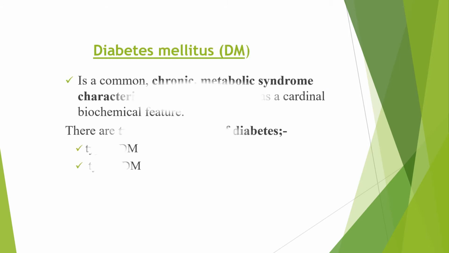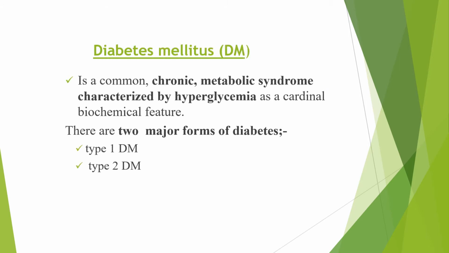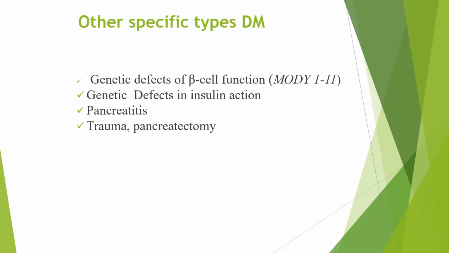When we see the introduction, diabetes mellitus is a common chronic metabolic syndrome which is characterized by hyperglycemia as a cardinal biochemical feature. There are two major types of diabetes mellitus. It is type 1 and type 2 diabetes mellitus. And there are also other specific types of diabetes mellitus which are not common.